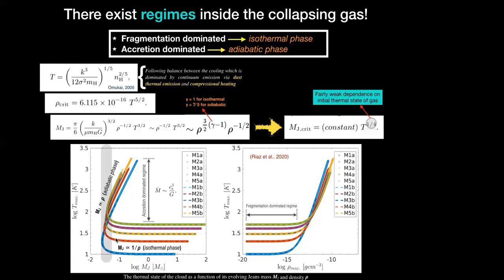But in each case, what we find is that whenever the adiabatic phase comes, the gene's mass starts switching its trend and it starts increasing. So it's tough to form fragmentation. It's tough to form protostars in the adiabatic phase.